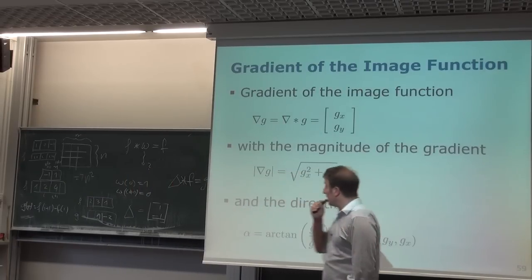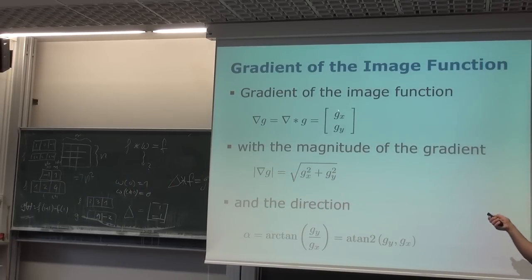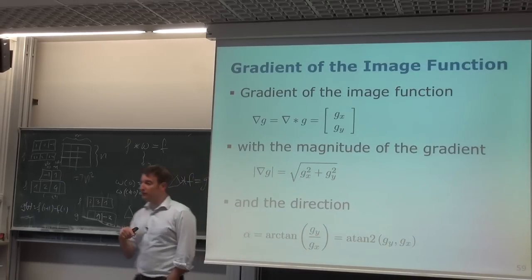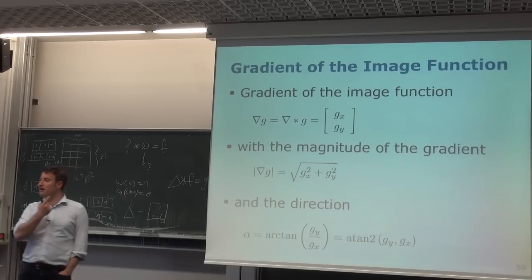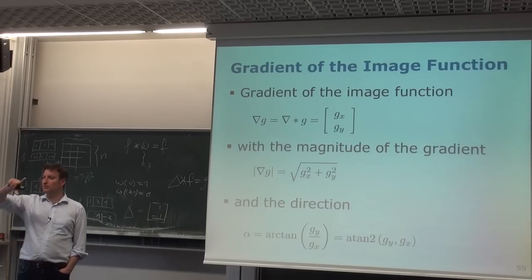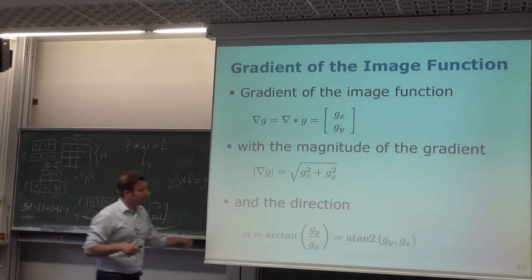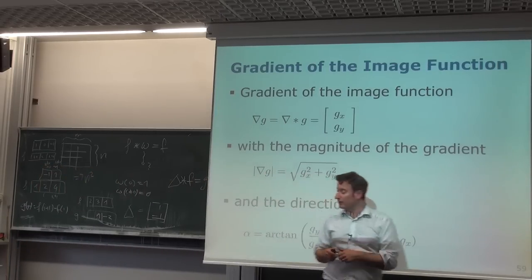Okay, what can I do with that now? Again, I have 2 images, the x and y. What I can now do is compute the magnitude of the gradient by simply asking: what is the gradient in x? What is the gradient in y? And computing with Pythagoras the magnitude of my gradient.